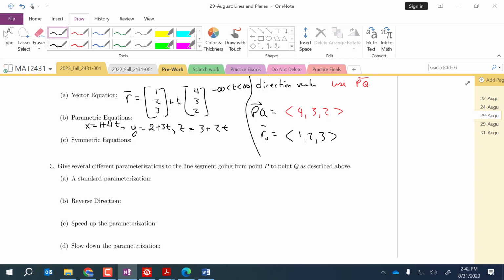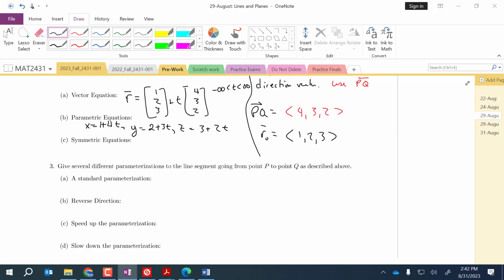Everyone see where I got these row equations from? Does anyone want to talk about that? So for example, we have 1 plus 4t, that's where I got the first one. 2 plus 3t, that's where I got y's coordinate. Okay? These give me the same collection of points that this version gave me.